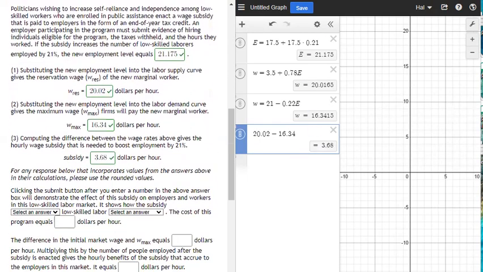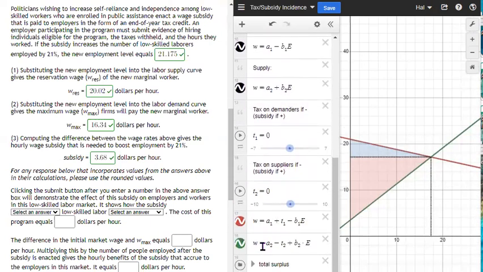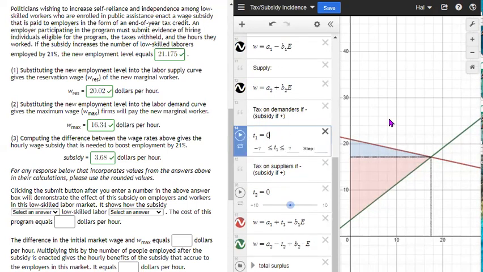So what we can do here is we can take our tax subsidy model here. I'm going to turn this off down here. I'm going to go down here to my tax subsidy model, and we're going to give the subsidy to the demanders. The demanders of labor are the firms. So we're going to give them the subsidy, 3.68. Okay. So the current demand curve is the red line, right? And the past demand curve is the black line. And we can see that demand increased, right?